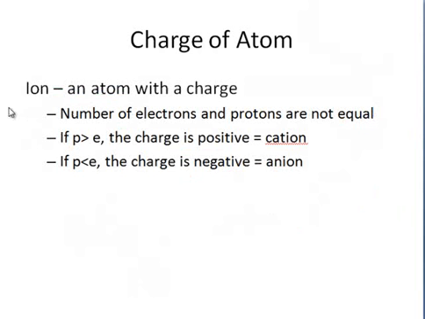Okay, if an atom has a charge, we call that an ion. The term we use is ion. It's an atom with a charge. And then we have an ion when the number of electrons and protons are not equal. If there's more protons than electrons, it's going to have a positive charge, and it will be called a cation. If we have less protons than electrons, it's going to have a negative charge, and it's going to be called an anion. You need to know those terms.